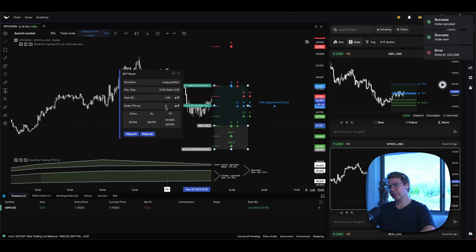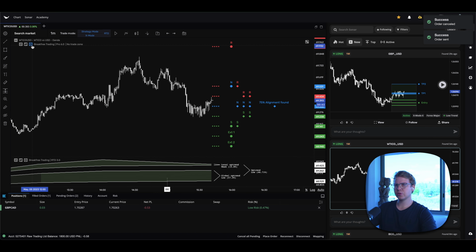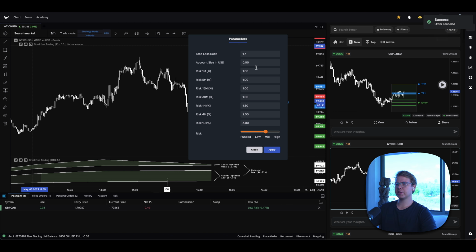That is really the game here, guys. Now, if you want to set your risk, you can click up here and determine the risk for each time frame that you're willing to take, 1%, whatever you're comfortable with. What I do recommend is that you don't go crazy with this.